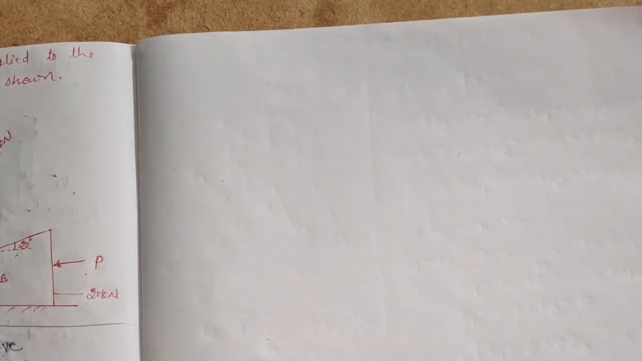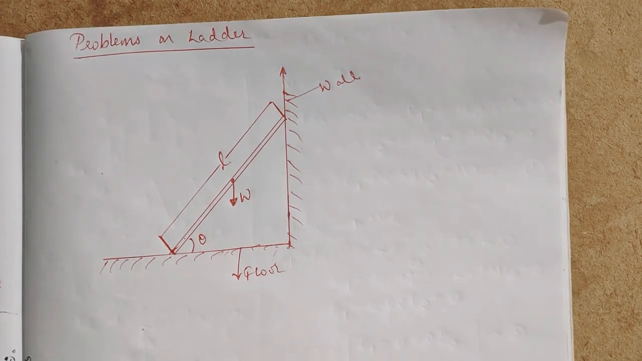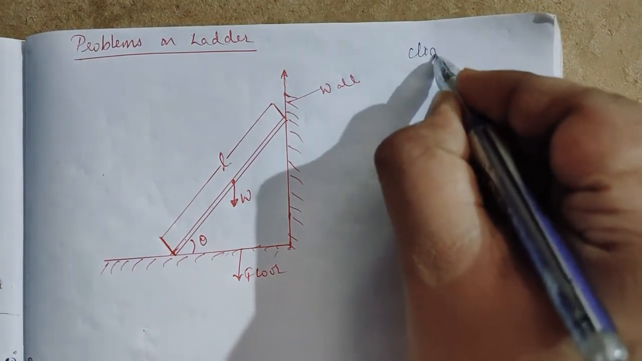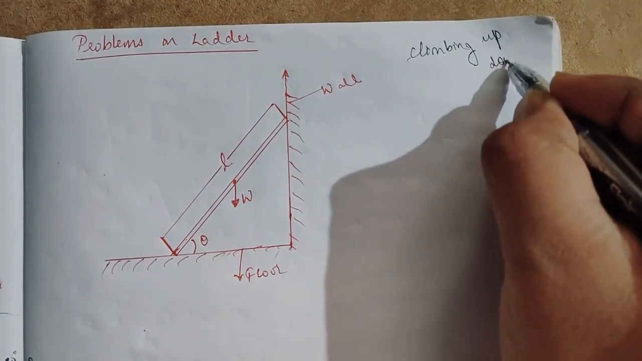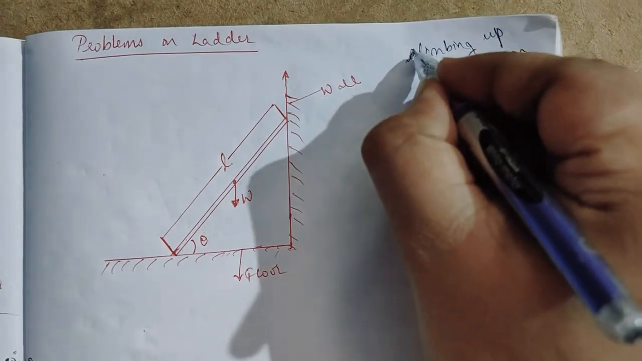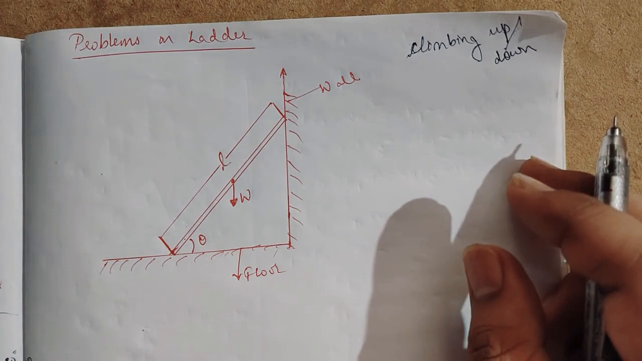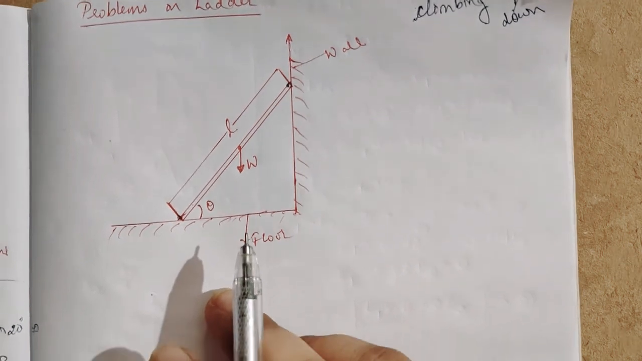Now we'll go to the friction ladder type of problems. Okay, I'll explain you the problems on ladder, how to do. I'll just give an introduction, so we'll solve the problems in the next class. Okay, so what is a ladder? A ladder is a device used for climbing up or down. It has two contact points.